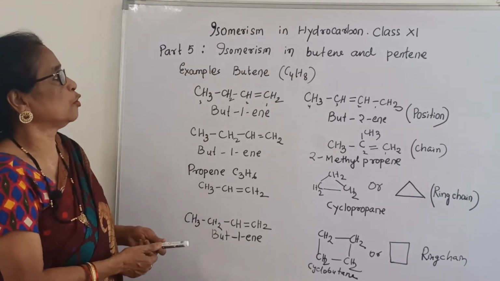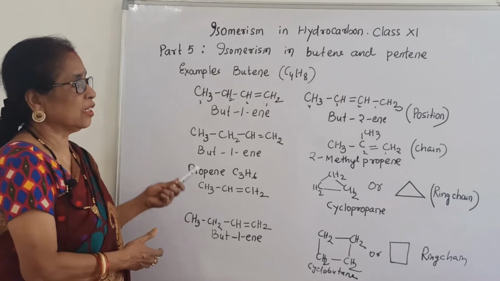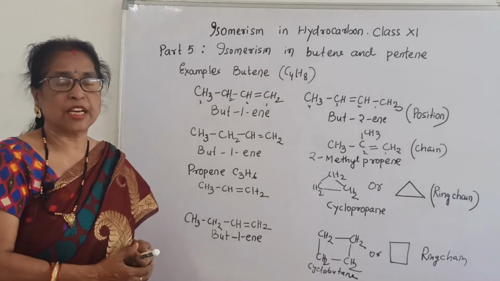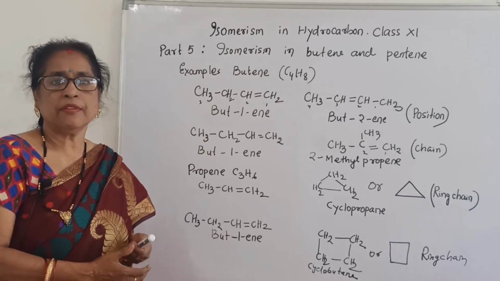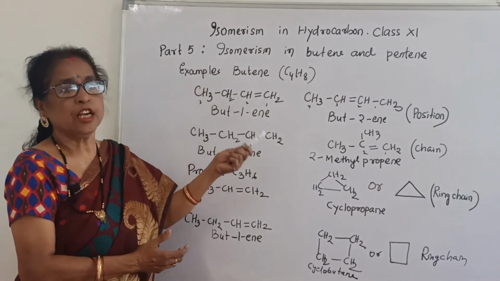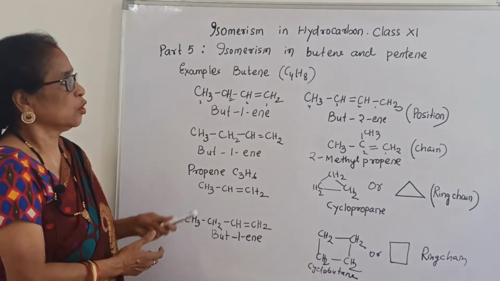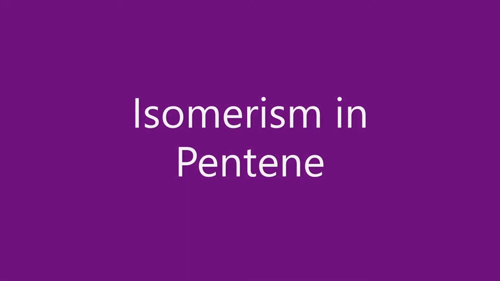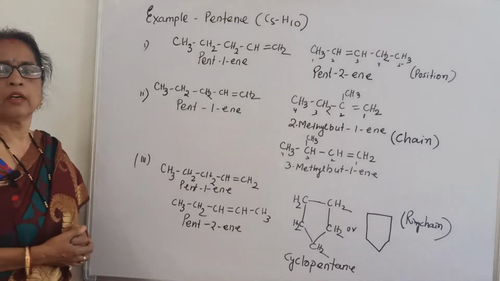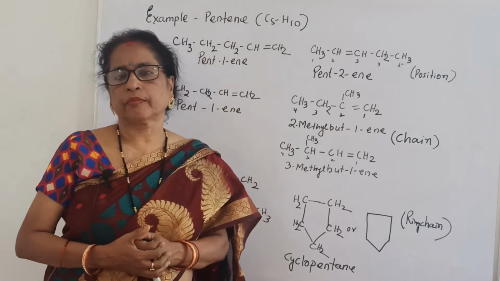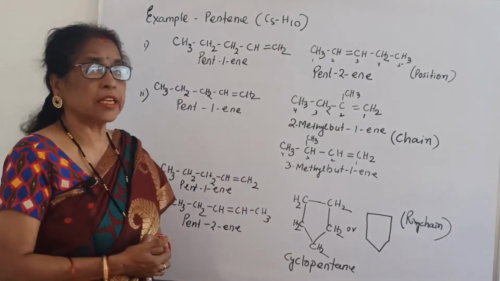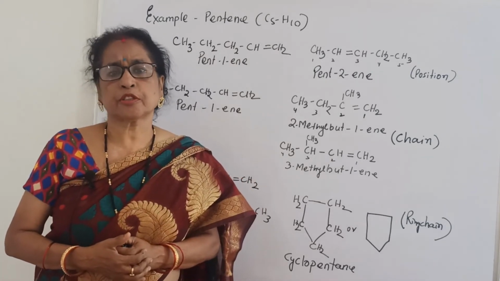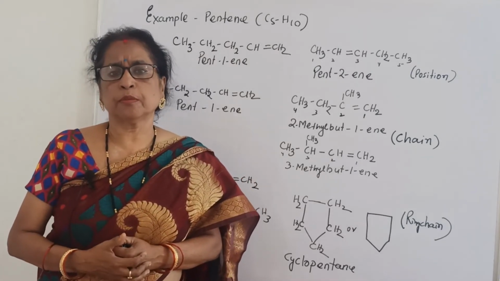And next we will proceed to pentene. In pentene, what are the possible isomerisms present in the pentene structure? What is the formula of pentene? C5H10. What is the formula of butene? C4H8. So we will see the pentene structures now. What is the formula of pentene? C5H10. In pentene, what are the possible structures? What isomerisms are possible?